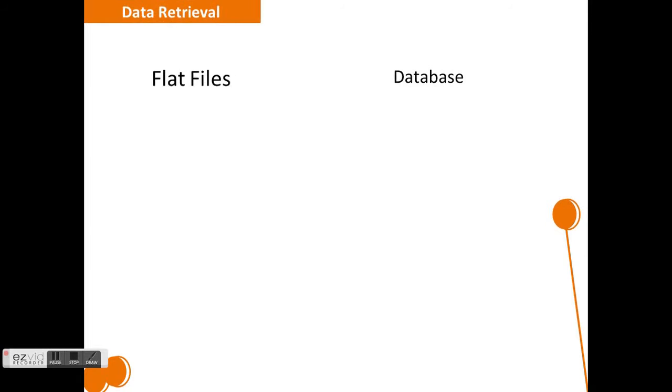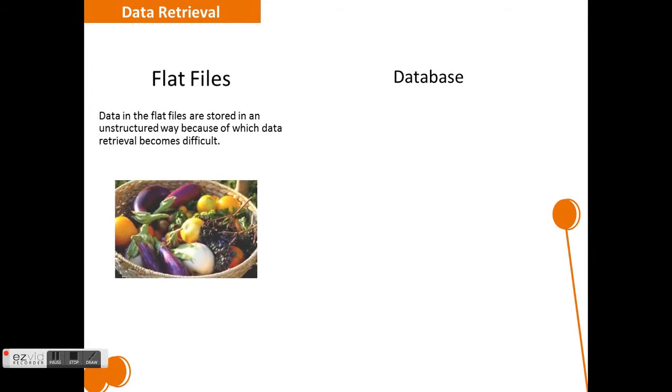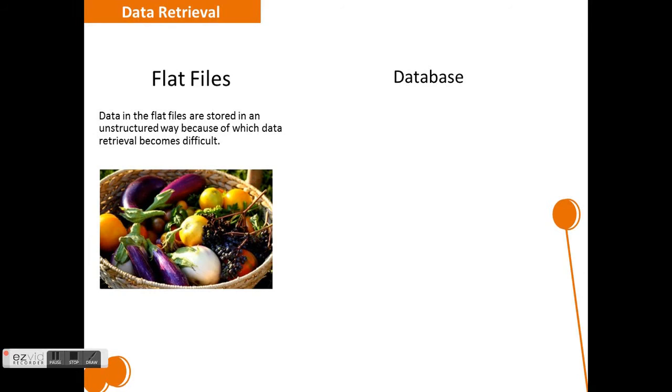Now let's look into the second critical challenge: data retrieval. In the flat file, data is stored in a more unstructured way, because of which data retrieval becomes very difficult. In the real-time scenario, it can be compared to a vegetable basket or a container which has a mix of all the vegetables, and if you want to pick only onions out of it, then we have to spend a substantial amount of time searching for it in that basket.